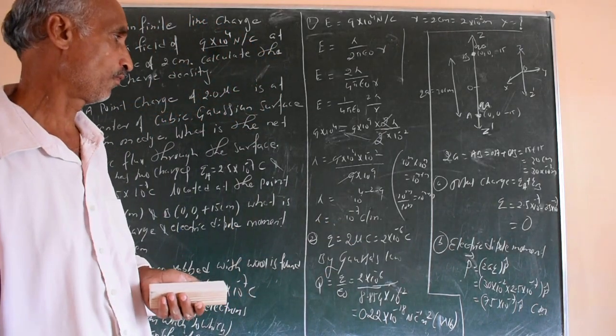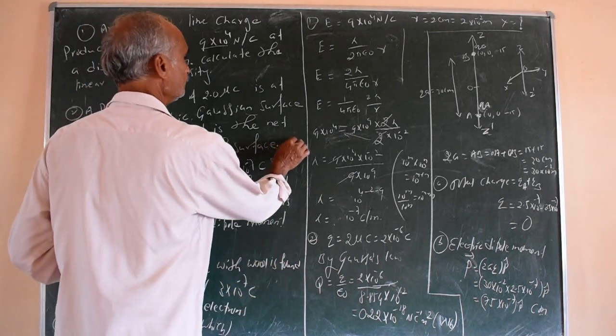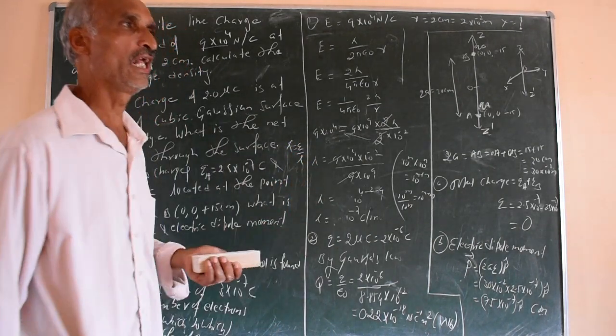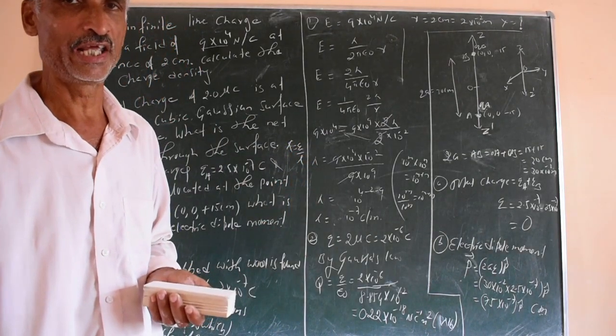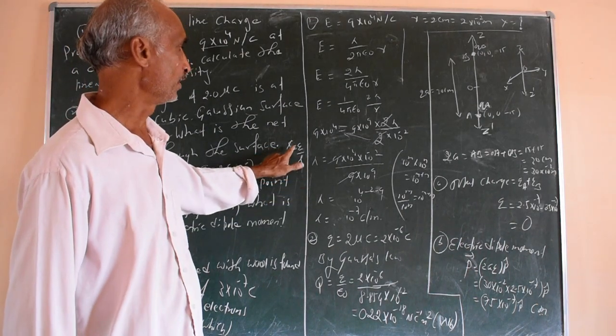What is the SI unit of lambda? Lambda is Q upon L. Lambda is equal to Q divided by L, where L is the length of the line conductor and Q is the charge on the length L. Therefore, lambda is equal to Q by L.